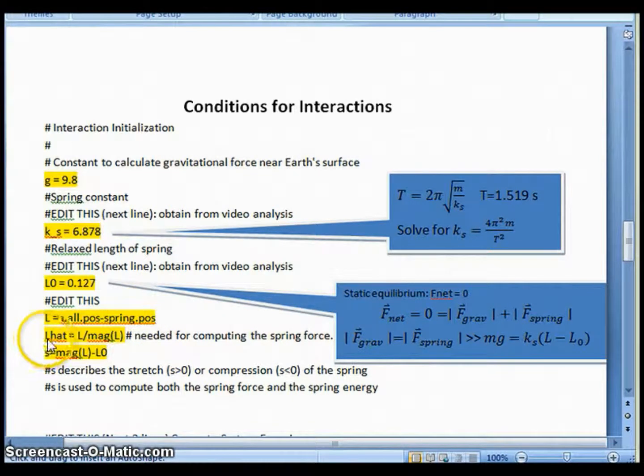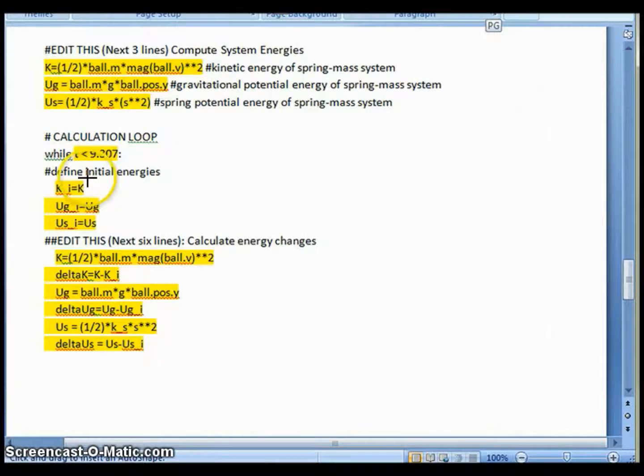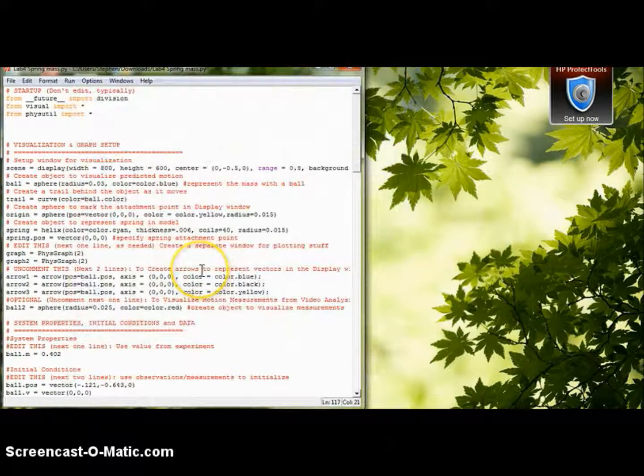Next, I define L to be the distance between the ball and the attachment point of the spring, L hat as L over the magnitude of L, and S as the distance that the spring is being stretched. Since in this lab the mass will always be pulling down on the spring due to the force of gravity, S will always be positive. Then I listed the initial energies as well as the energy changes of the kinetic energy, gravitational potential energy, and the spring potential energy using the formulas that I listed earlier.